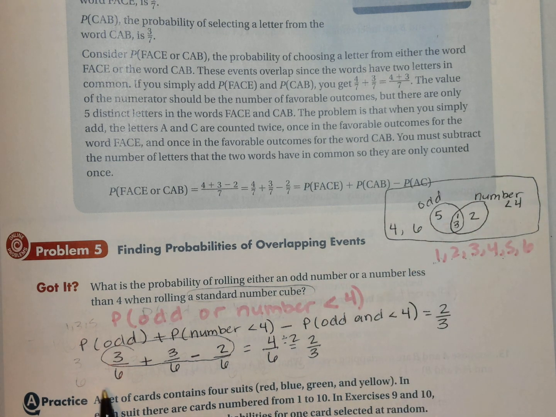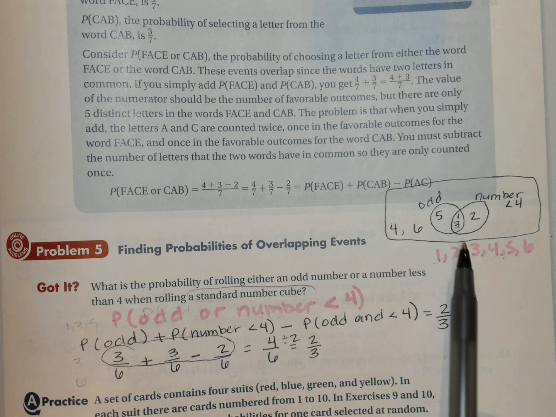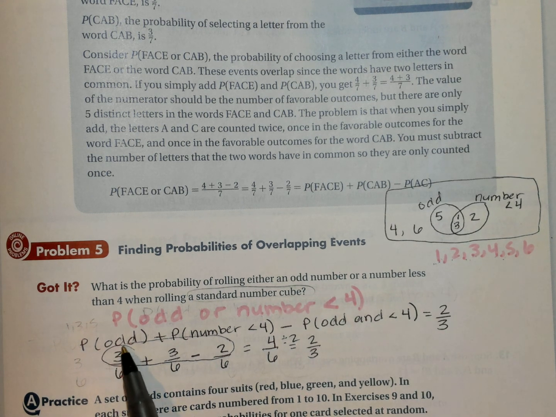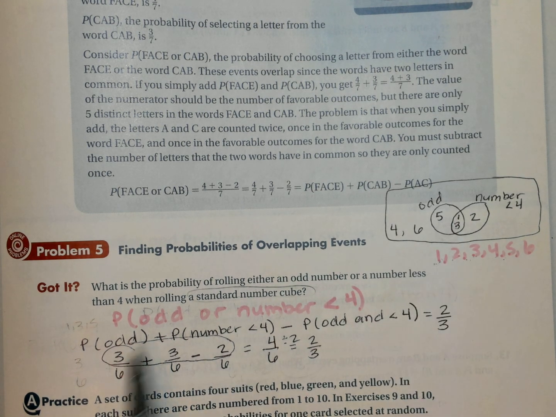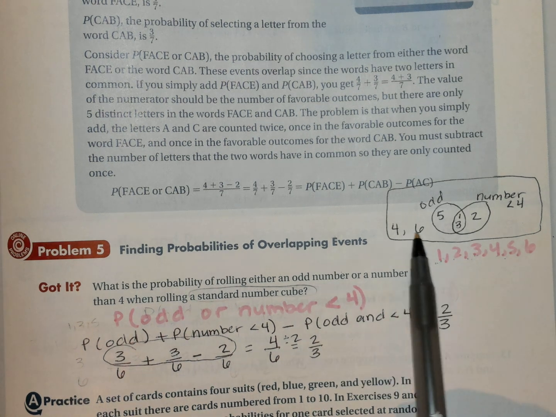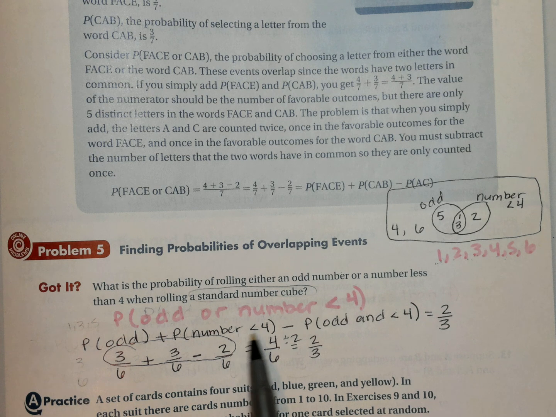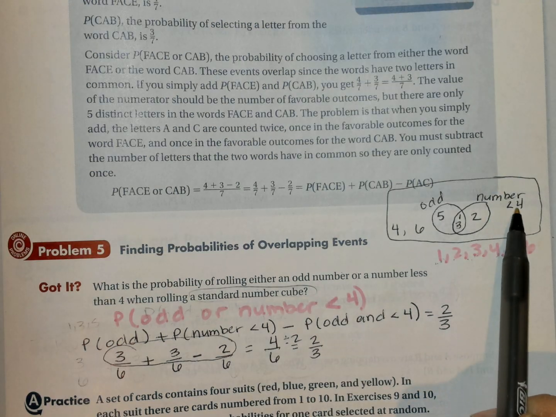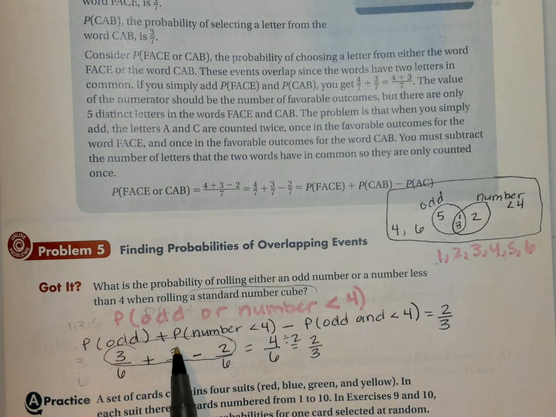So now let's look at the fractions that we had and see how it relates to here. When I said odd numbers, there was 1, 2, 3. 3 out of 6 total: 1, 2, 3, 4, 5, 6. Yeah, we have 6 total numbers. And then numbers less than 4. Look at over here, number less than 4. There's 1, 2, 3. 3 out of 6.